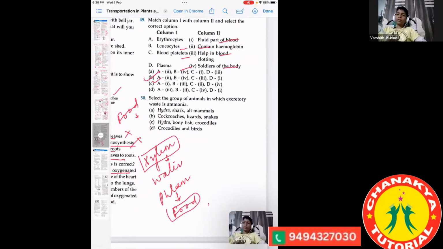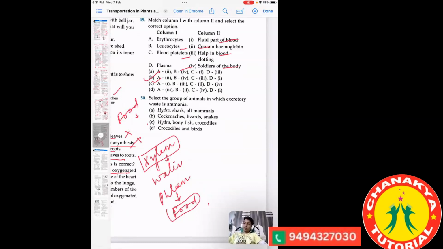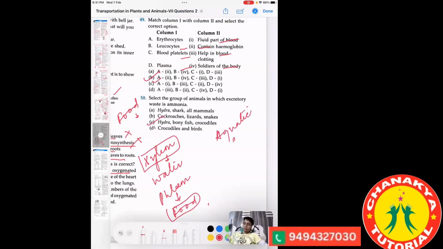Select the group of animals in which excretory waste is ammonia. Ma'am, I think it's option B. It is option C. Basically, I'll tell you one shortcut to learn this. Whatever the aquatic animals are there, they will be releasing ammonia. So you are saying B. In B, no aquatic animals are there, right? In C, hydra, bony fish, crocodile, all three are aquatic animals. So the correct answer is C.